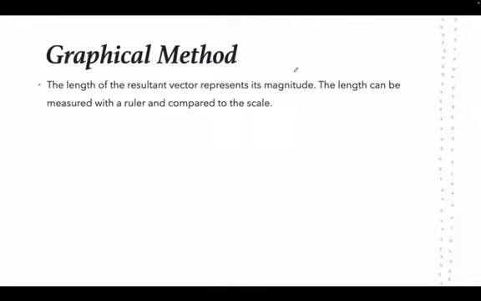The length of the resultant vector will represent its magnitude, and we can use a ruler to find the length of this vector. And then the angle can be measured with a protractor.